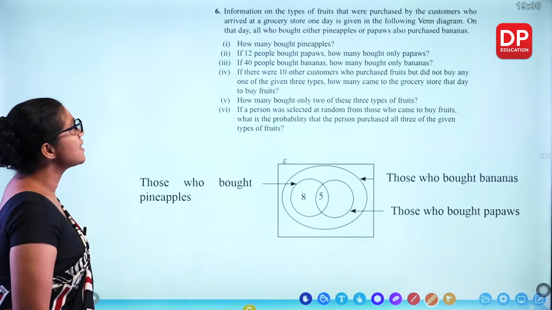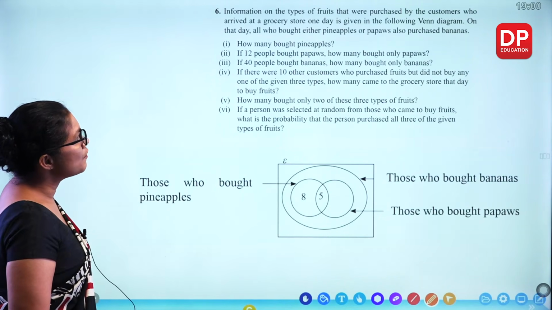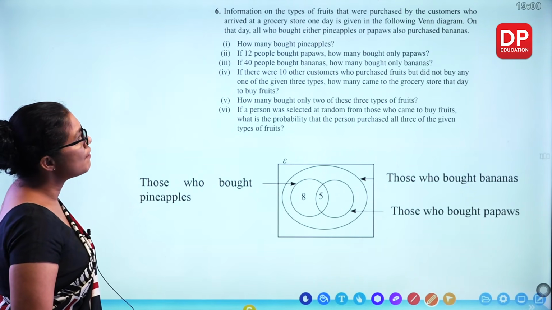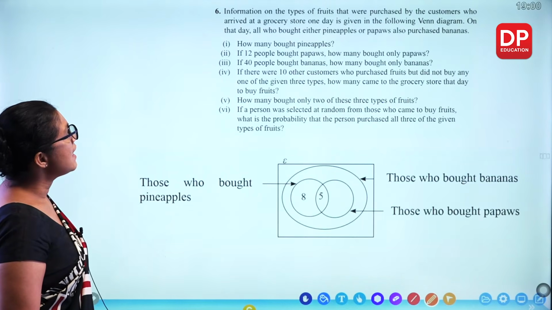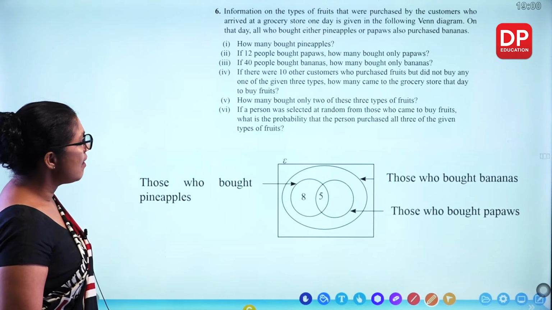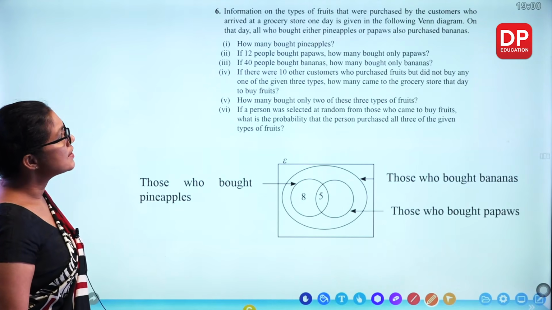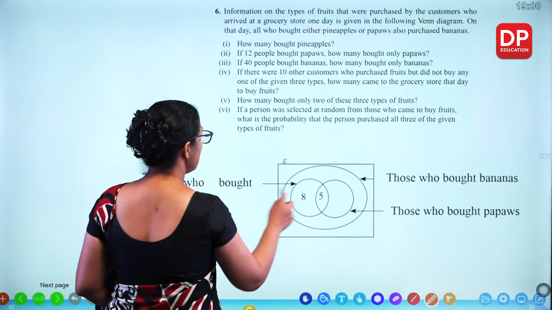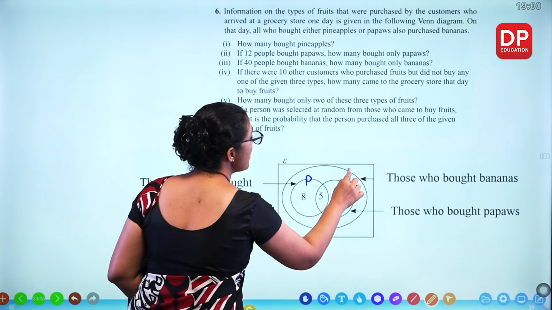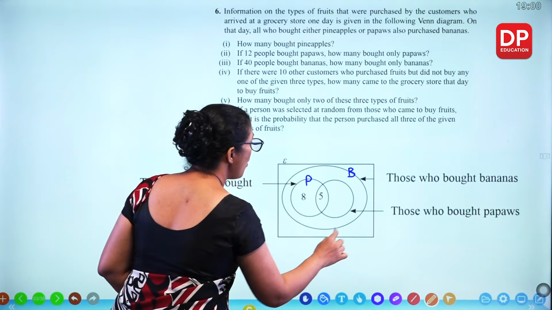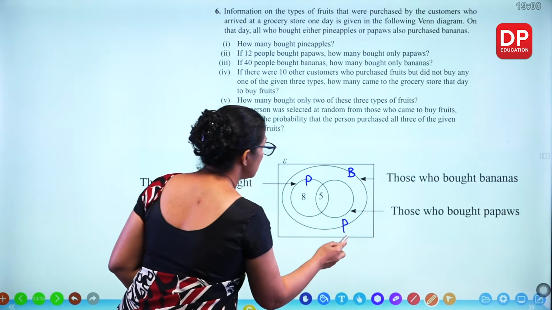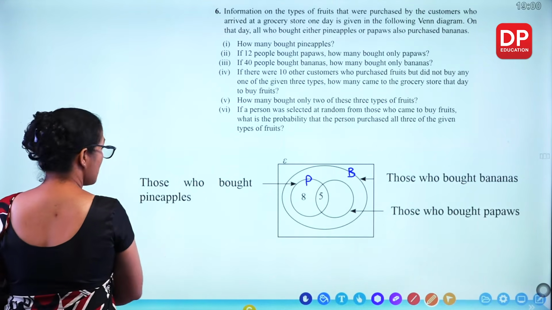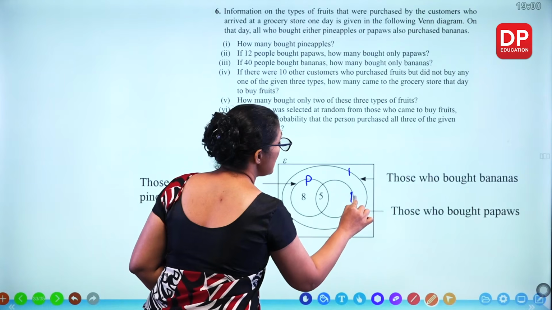Look at question number 6. Information on the types of fruits that were purchased by the customers who arrived at a grocery store one day is given in the following Venn diagram. On that day, all who bought either pineapples or peppers also purchased bananas. Now here I'll put pineapple is P, banana B, and pepper P, this one. This one, pepper.